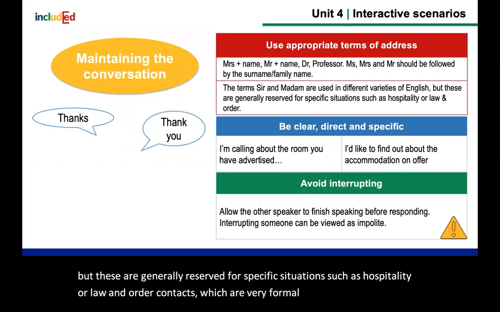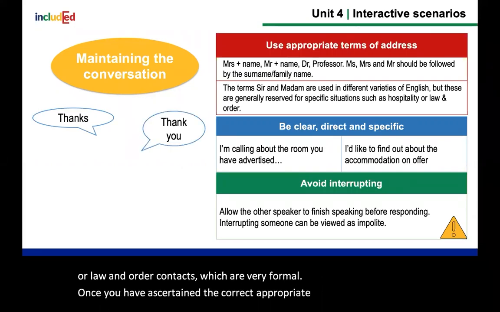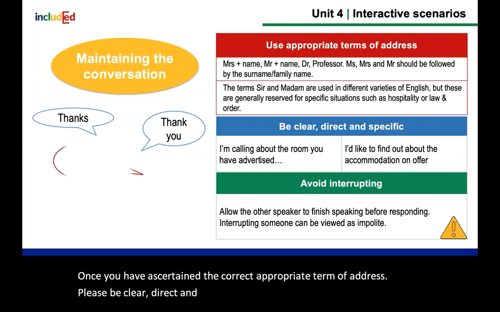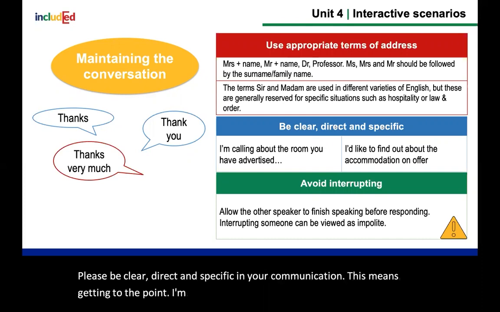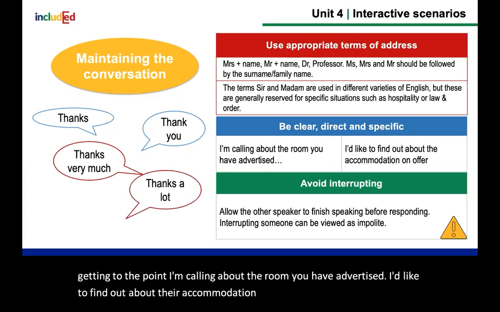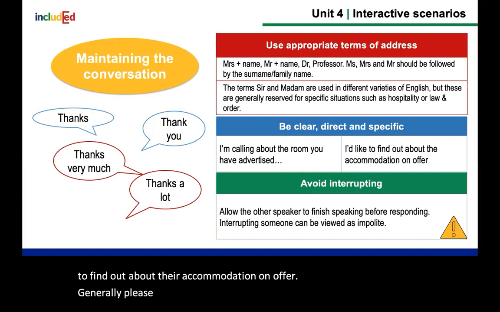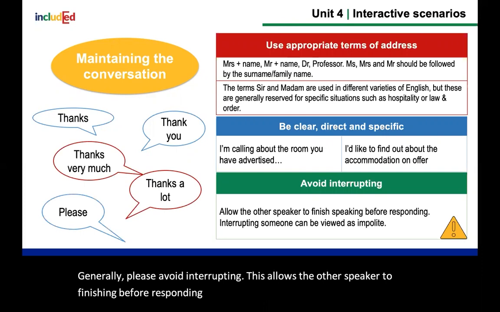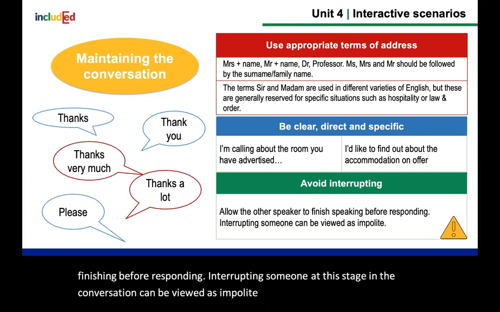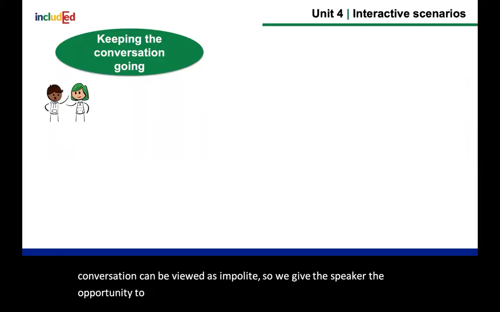Once you have ascertained the correct, appropriate term of address, please be clear, direct, and specific in your communication. This means getting to the point. I'm calling about the room you have advertised. I'd like to find out about the accommodation on offer. Generally, please avoid interrupting. This allows the other speaker to finish before responding. Interrupting someone at this stage in the conversation can be viewed as impolite. So we give the speaker the opportunity to give their information.